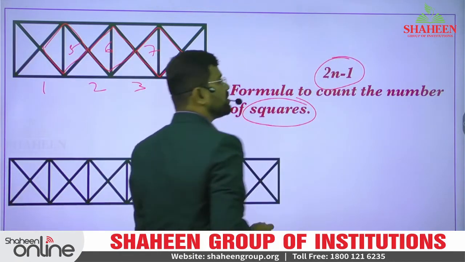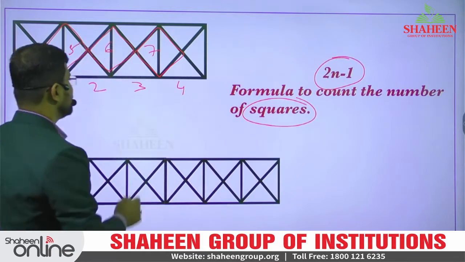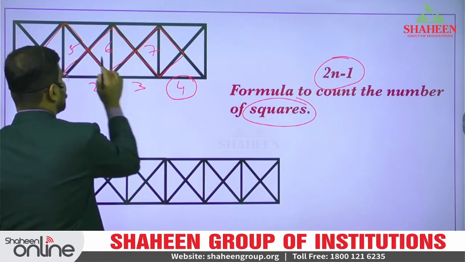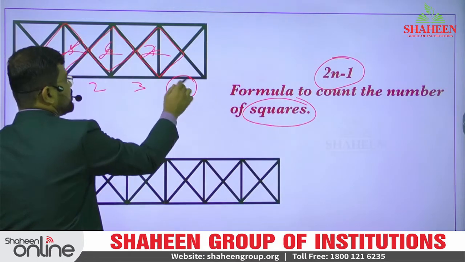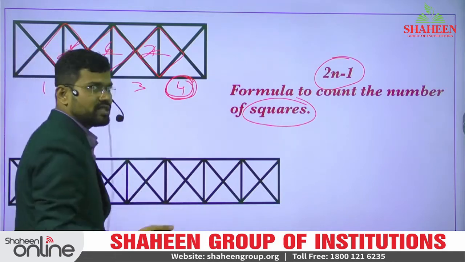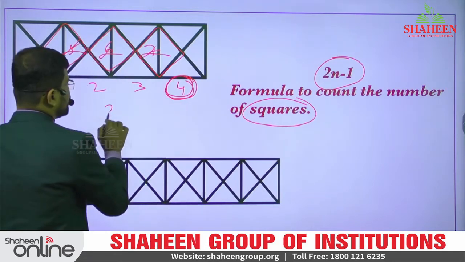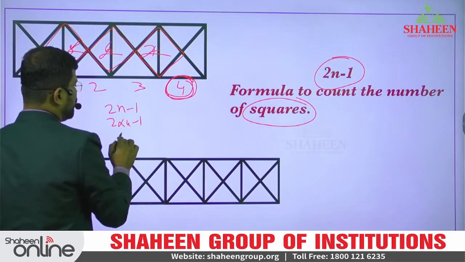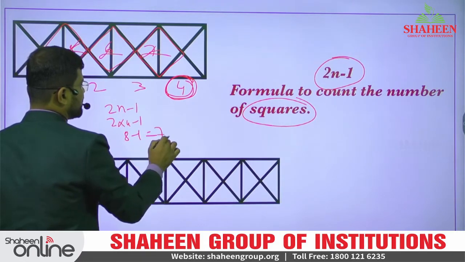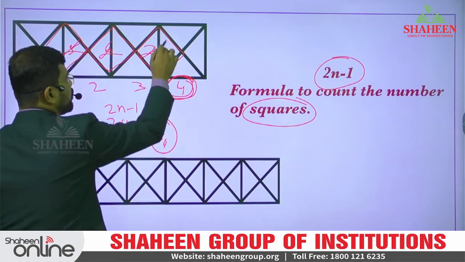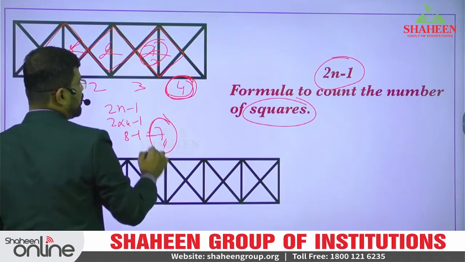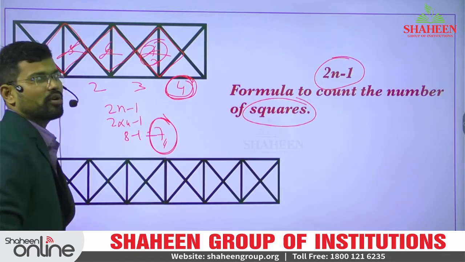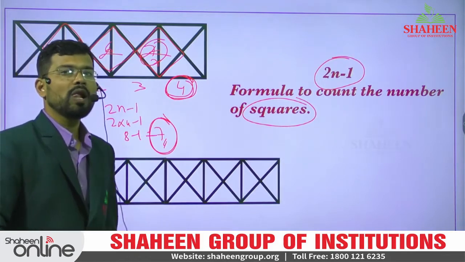So we will go with 2n minus 1. What is 2n minus 1? n is the number of squares. You just count the number of main squares. So 2n minus 1, 2 into 4 minus 1, 2 into 4 is 8, 8 minus 1 is nothing but 7. Manually also, while counting, we got 7. Now using the simple formula 2n minus 1 also we got 7.